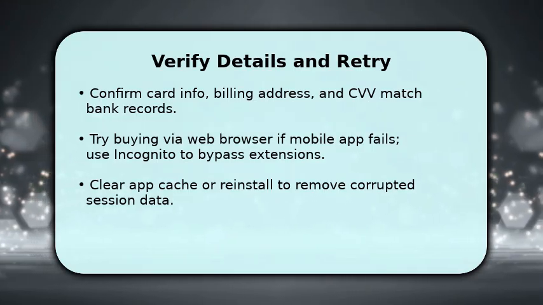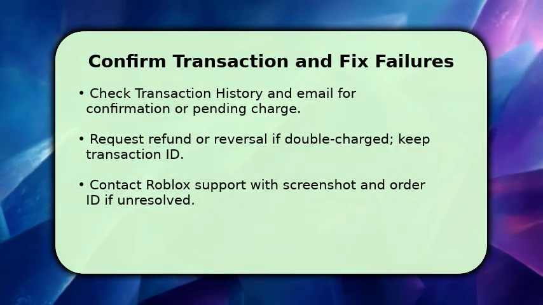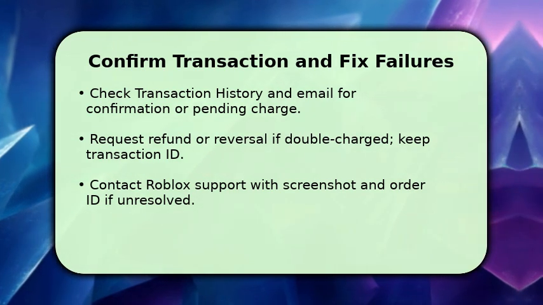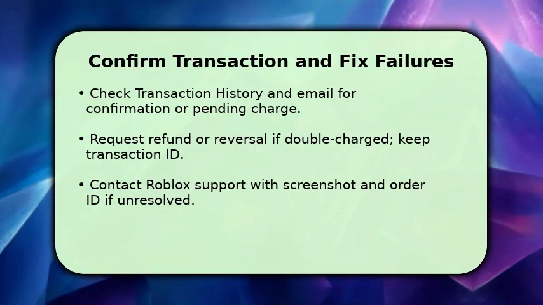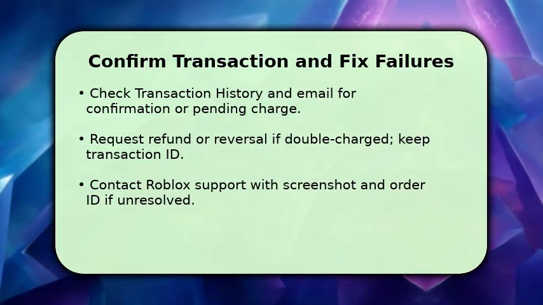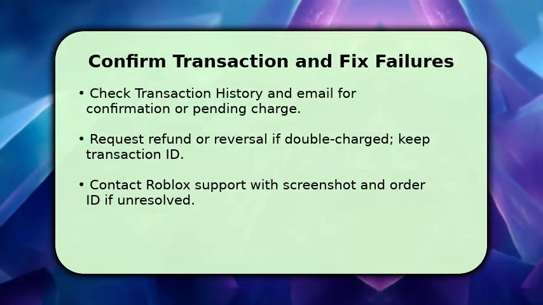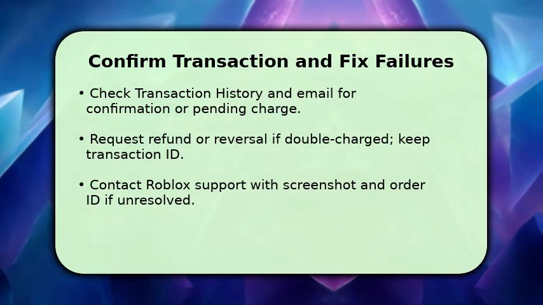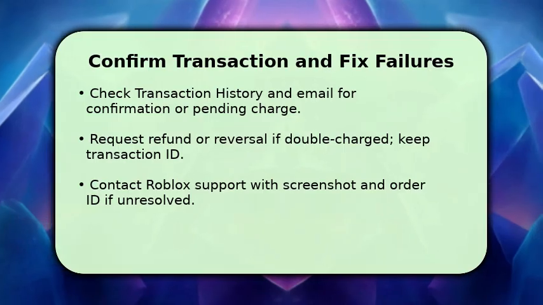them precisely. Finish by checking your account purchase history and your email for confirmation or a pending charge. That tells you if the server processed the order. If you see a duplicate or failed charge, request a refund using the order or transaction ID. If problems persist, contact Roblox support with screenshots, timestamps, and the transaction ID. This speeds resolution. If everything still fails, try a different device or payment method. Often switching card or platform immediately resolves persistent errors.